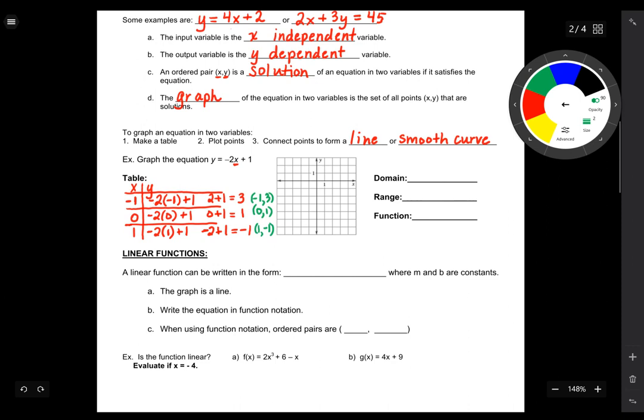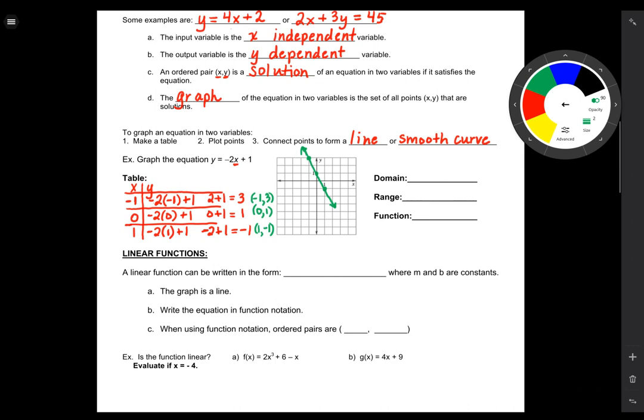And so we're going to plot those 3 points on our coordinate plane. So we go left 1, up 3, stay at 0, go up 1, go right 1, down 1, and notice the three points are in a line. So we're going to connect it. We're not just going to connect those dots, we're going to connect past them so that we know and everyone else knows that the line will continue infinitely.